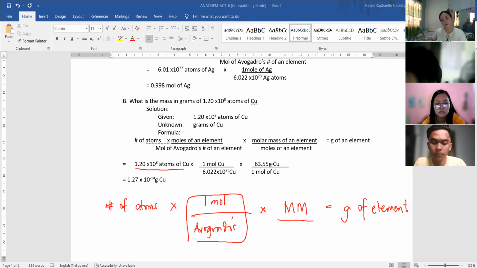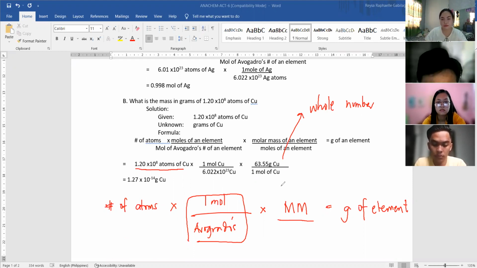Kaya lang, since ang example dito, nakadecimal, yung sa atin, ang always ko kasi instruction, use the whole number for the atomic weight. Pero ito lang for the sake of example lang. So i-multiply natin siya 1.20 times 10 raised to the power of 8 times 1 times 63.55 divided by 6.022 times 10 raised to the power of 23.